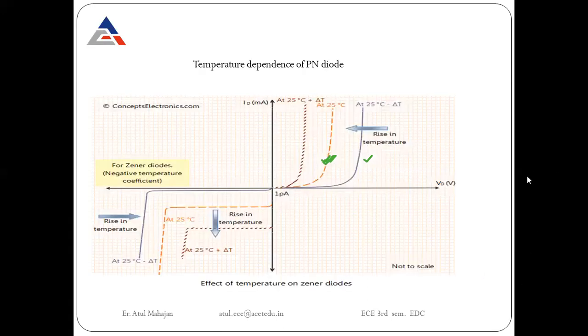So this is the temperature dependence of the PN junction diode. This is a very important part of the PN junction diode. On the x-axis we have the voltage, on the y-axis we have the current. As the amount of voltage is increasing, the amount of current is also increasing. We can see it very well that it is increasing, isn't it?